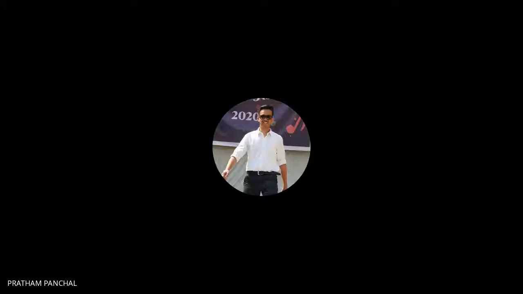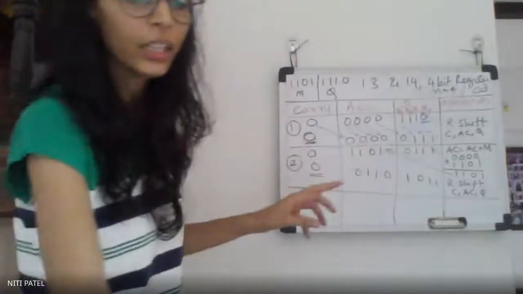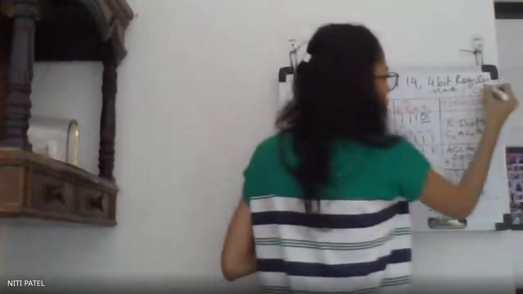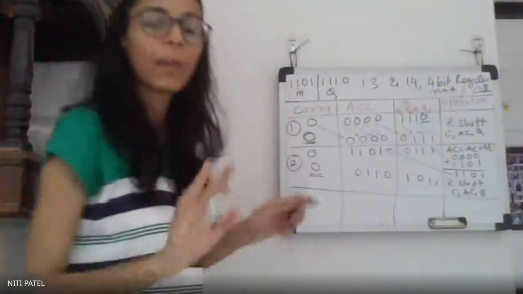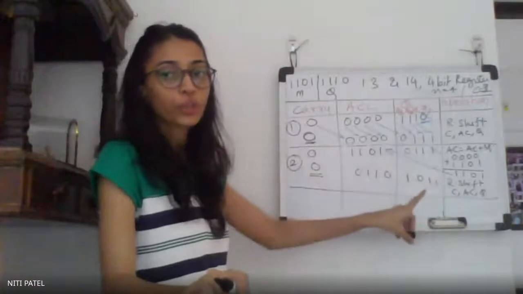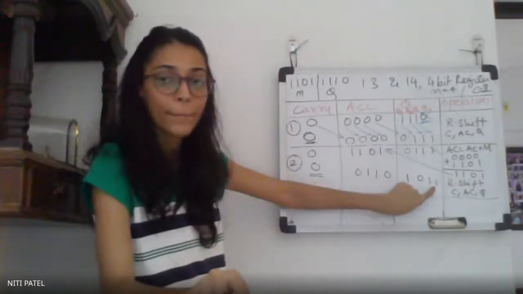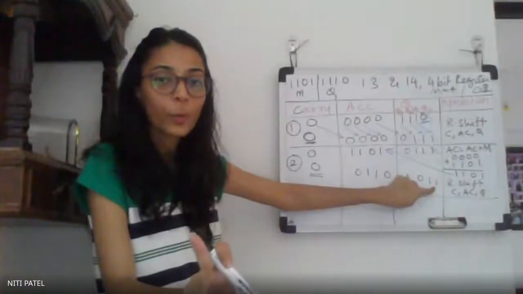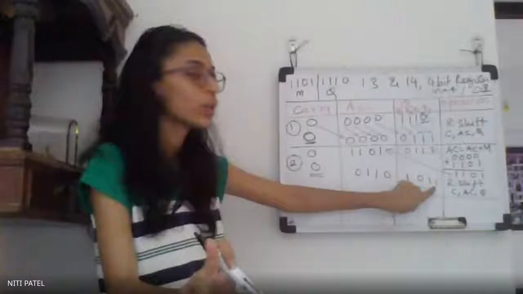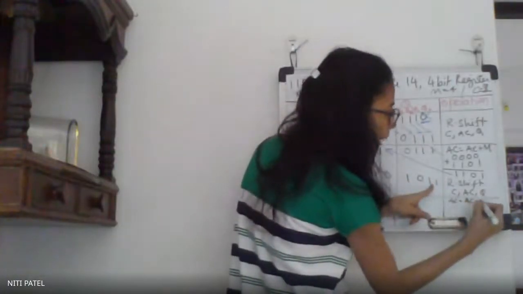Understood? Yes ma'am. Now again, what is the new value of cycle? The new value of cycle is 2. So can I stop my algorithm over here? No, ma'am. What I have to do is go and check the value of Q0. What is the new value of Q0? 1. Is it equal to 0? No, ma'am. So what I have to do is again AC is equal to AC plus M.